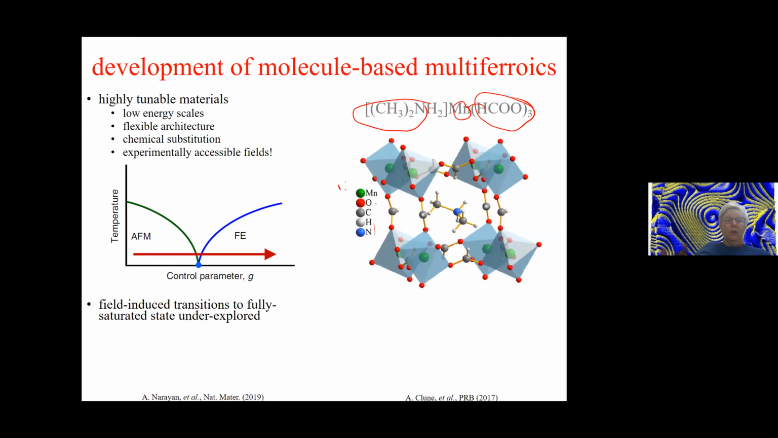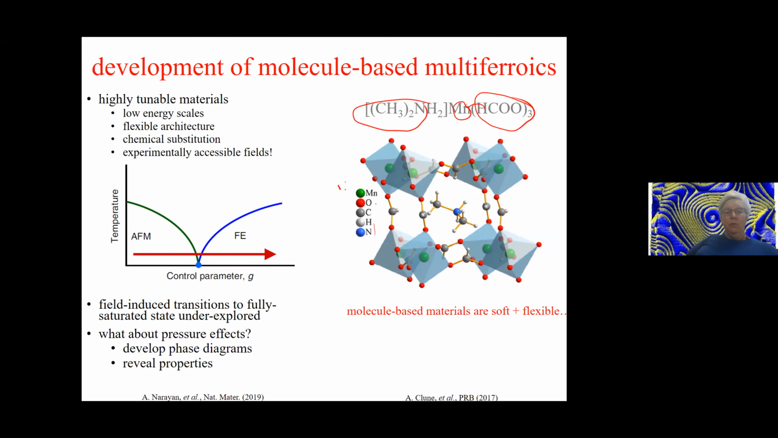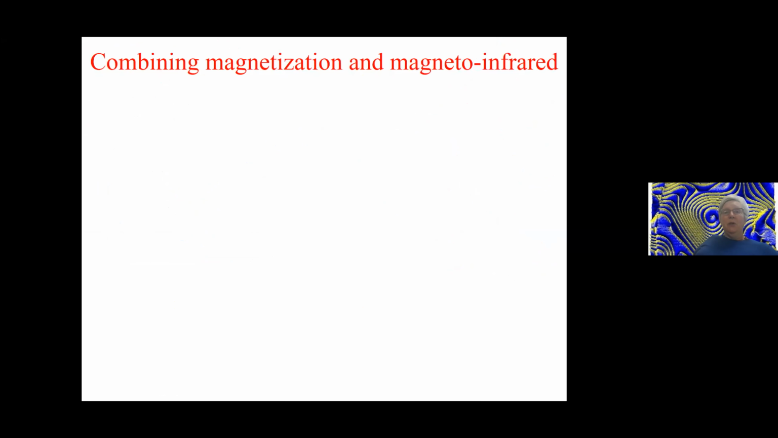So there are a lot of field-induced transitions to explore, particularly to the fully polarized state. But one of the most attractive things about molecule-based materials is they're soft and flexible and squishy. And so immediately that gets me thinking about what we can do with pressure. So with pressure, we can also develop phase diagrams, reveal properties, and so on.